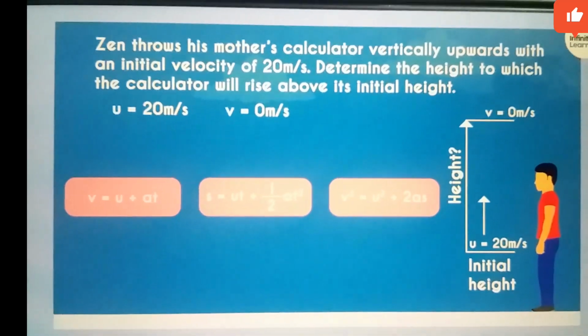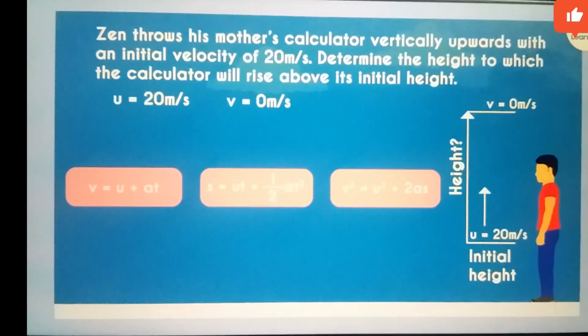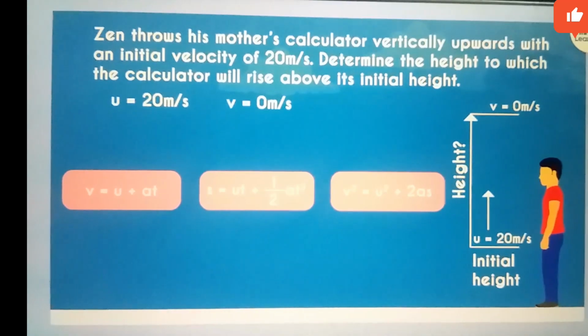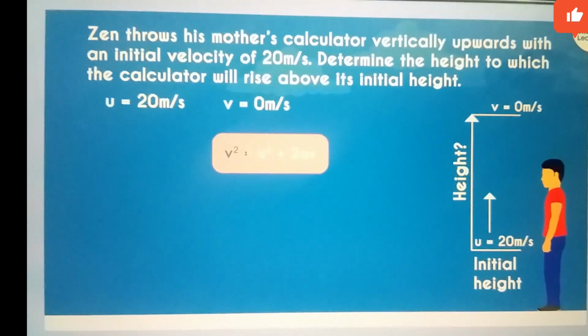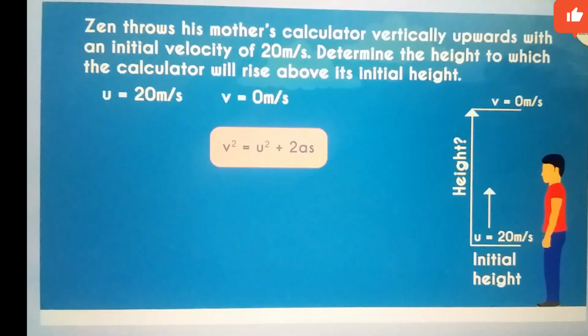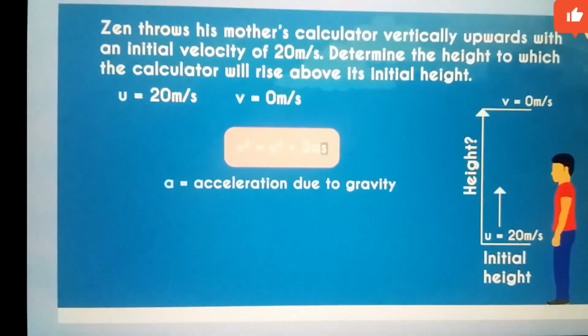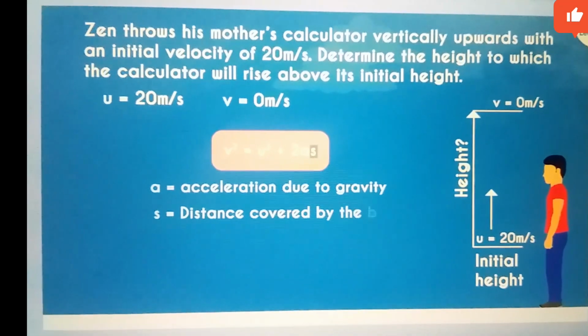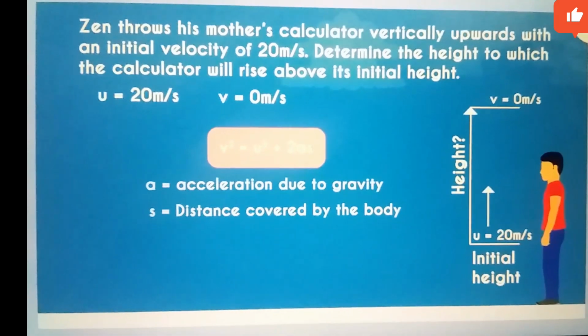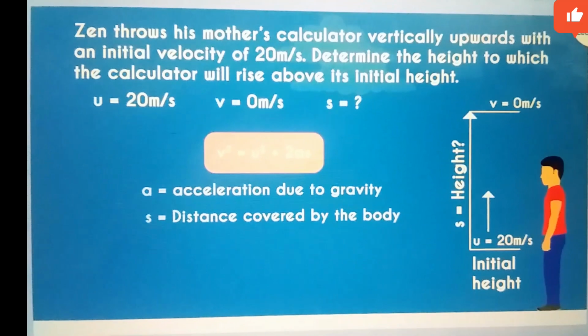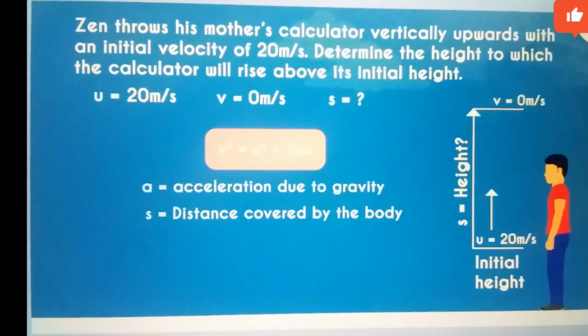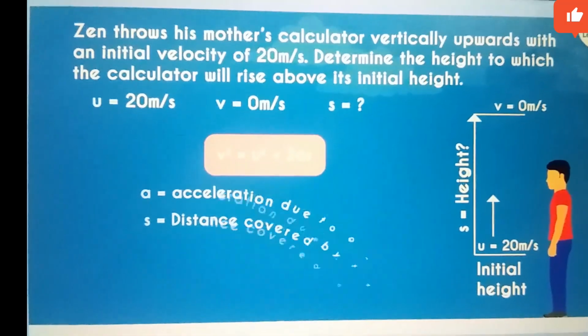Now, which equation of motion do you think will give us the value of the height? It'll be the third one. v squared is equal to u squared plus 2as. Here a will be the acceleration due to gravity and s will be the distance the body has covered. In this particular example, s will be the height to which the calculator travels just before it begins its descent.